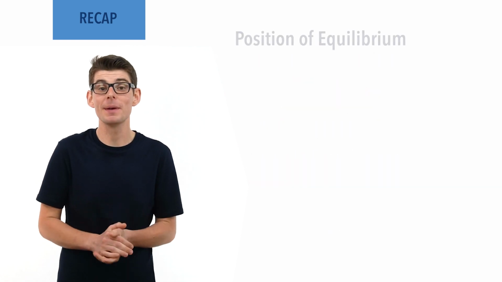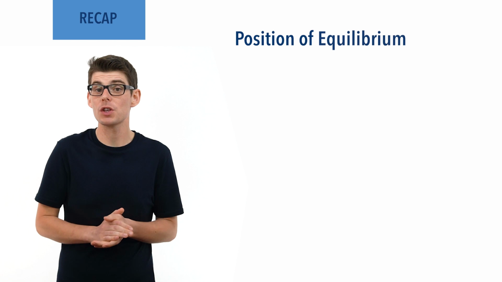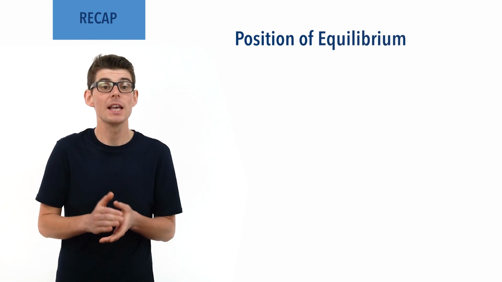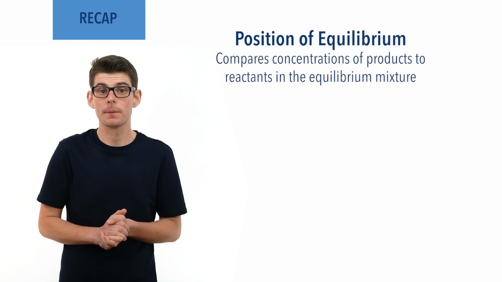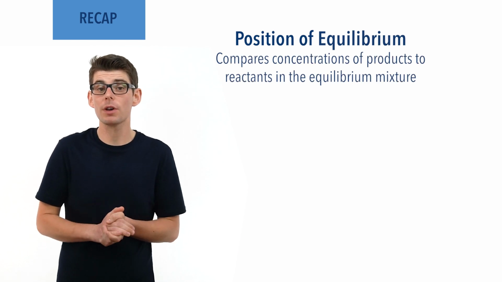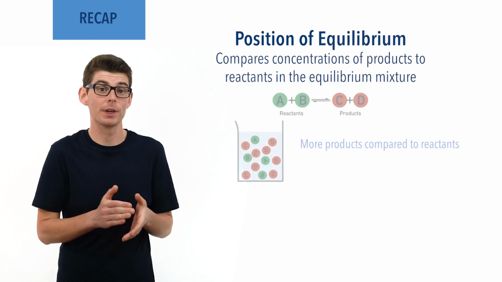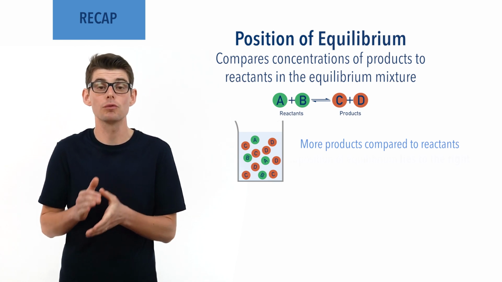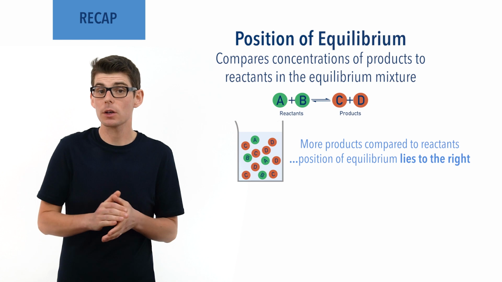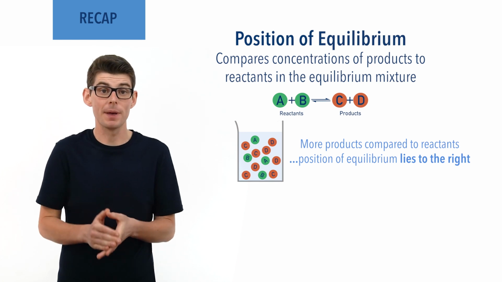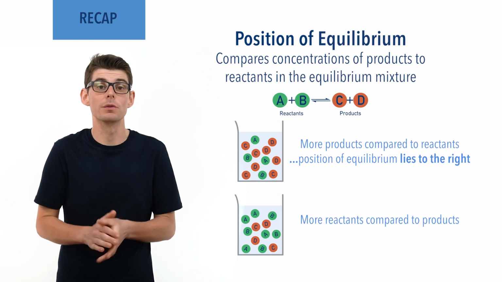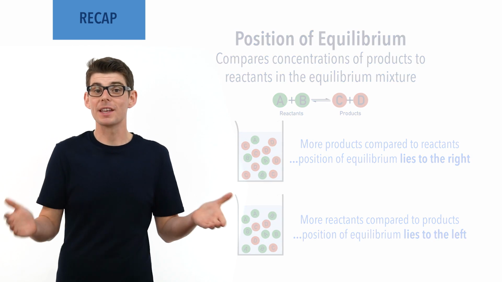Positions of equilibrium describe how the concentrations of products compare to the concentrations of reactants in an equilibrium mixture. If there is a higher concentration of products compared to reactants, the position of equilibrium is said to lie to the right. If there is a higher concentration of reactants compared to products, the position of equilibrium is said to lie to the left. Recap done?